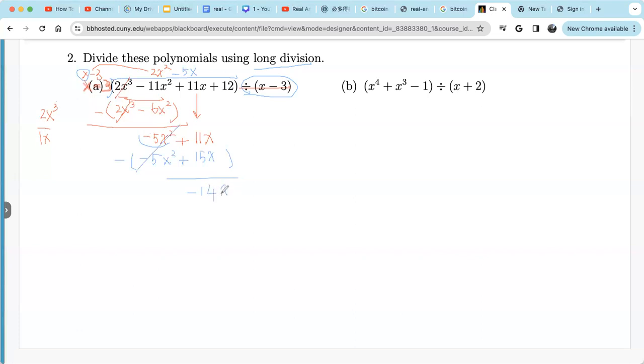What do we do next? We move the next term down, positive 12. We move positive 12 down here. So plus 12. Now we need to put a negative 14 in the quotient, because negative 14 times x gives us negative 14x. Then negative 3 times negative 14, negative times negative becomes positive. 3 times 14, that's 42.